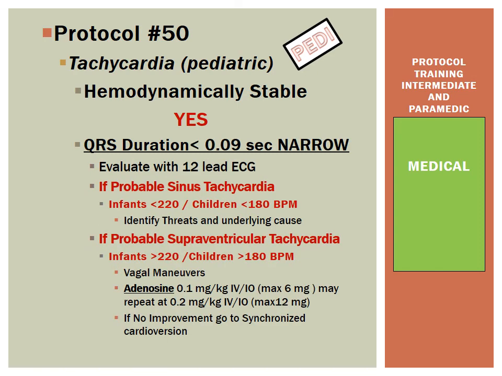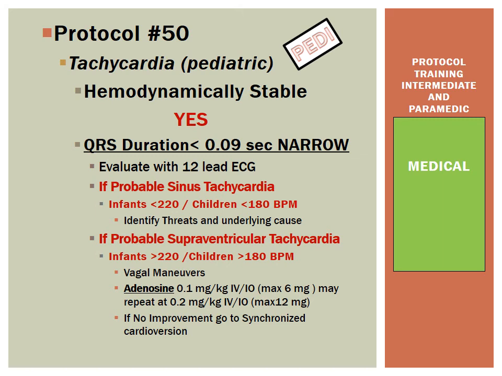Okay, so for our hemodynamically stable patients with a QRS duration that is narrow or is less than 0.09 seconds, we want to evaluate with a 12-lead ECG, and if the rhythm is a probable sinus tachycardia, which means the infant's heart rate is less than 220 and the child's heart rate is less than 180 beats a minute, then we want to identify threats and underlying causes and exit to appropriate protocol.